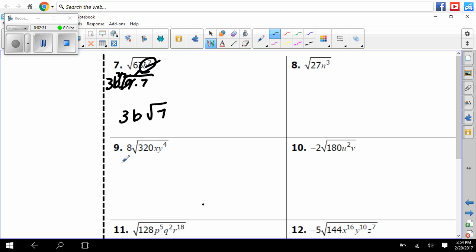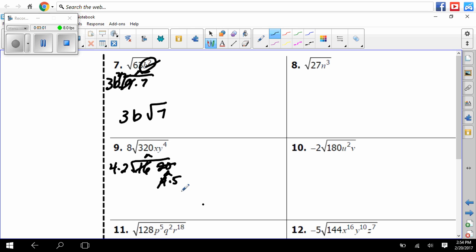Number 9. 320, well, that's a big number. I know it ends in a 0, and 32 would be 16. So maybe we could even try 16, and that would be 20. I know it's not going to be the largest one, but 32 and 10 would work. So let's just go ahead with 16 and 20. The square root of 16 is 4, so it's going to come outside. And 20 breaks down to 4 times 5.